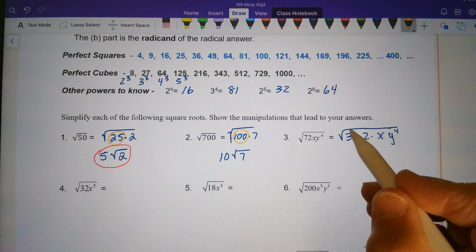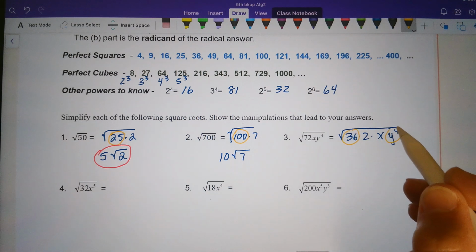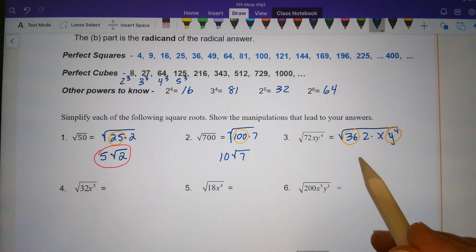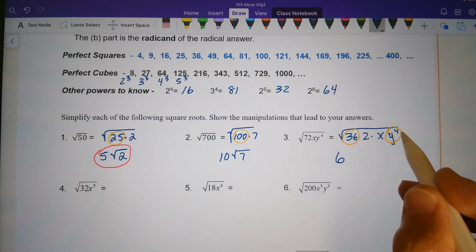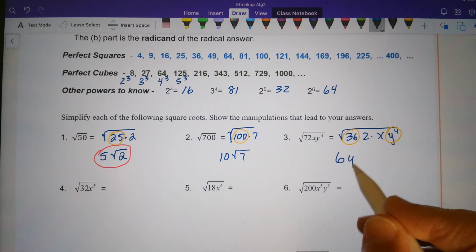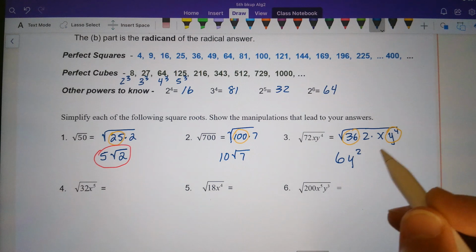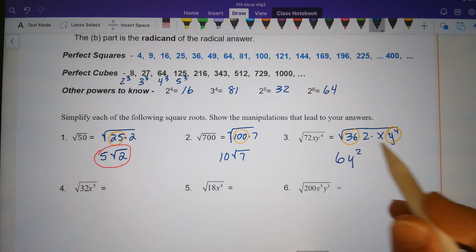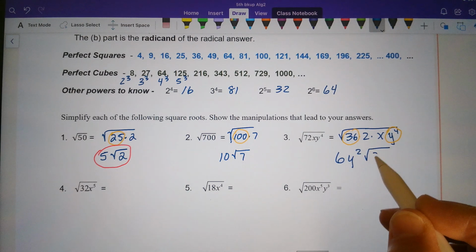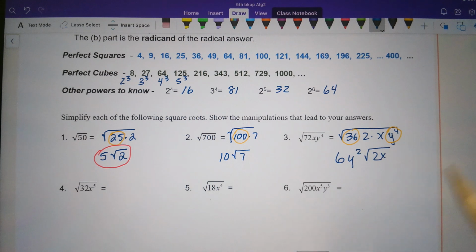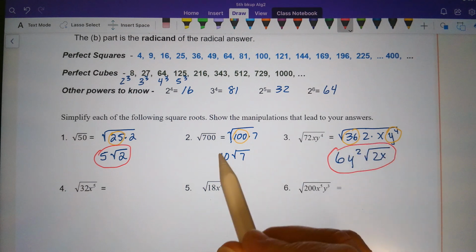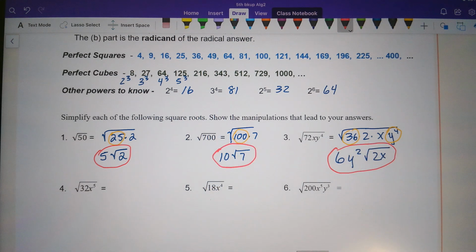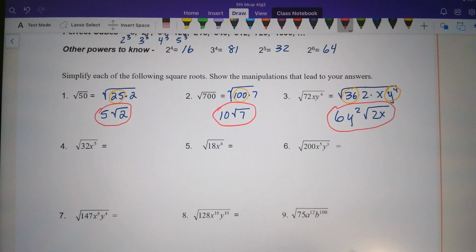Again, circling our perfect squares now. Out come their square roots. Square root of 36 is 6. The square root of y to the 4th, 4 times a half is 2. So that's y squared. What's not circled remains. So 6y squared, square root of 2x is our simplified answer. I can circle that one. Again, it would be very helpful if you had a different colored pen or pencil.